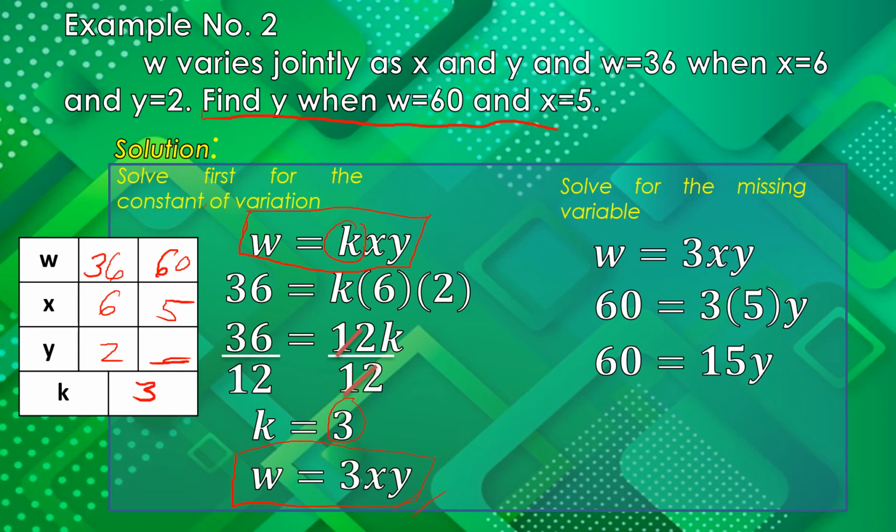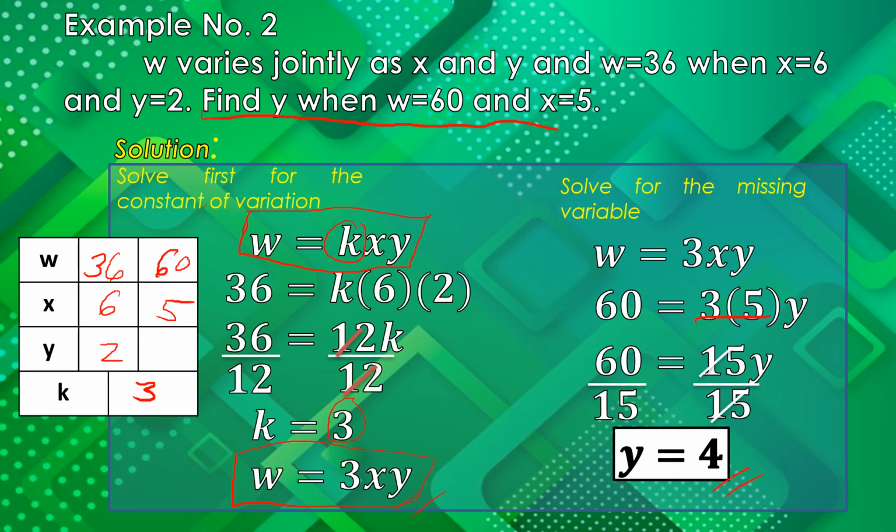3 times 5 is 15. Dividing both sides by 15 to find the value of y. And that is our answer. Y equals 4. Yun. As simple as that.